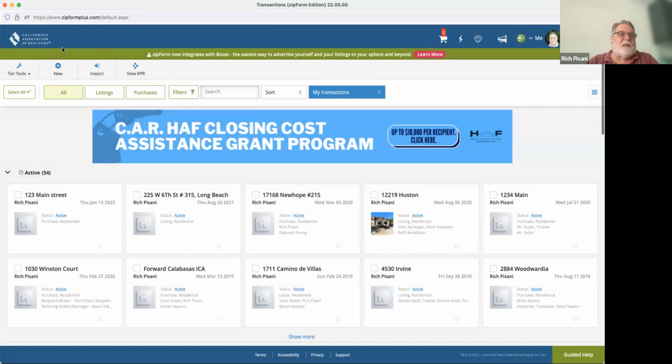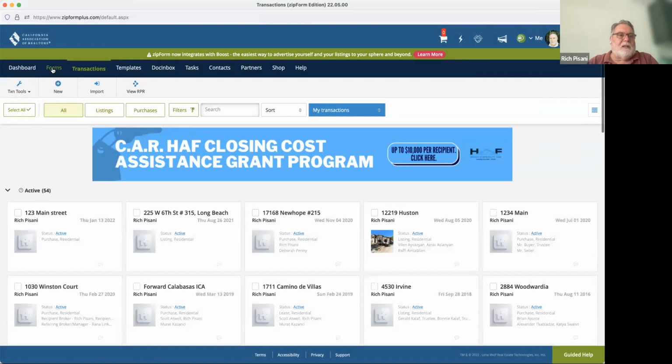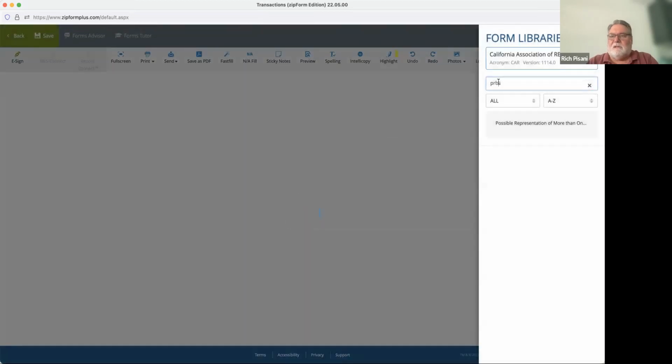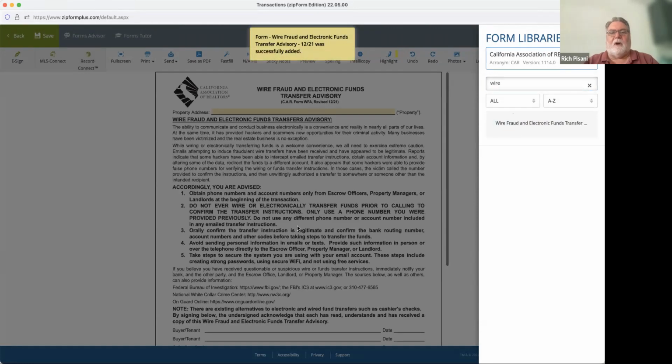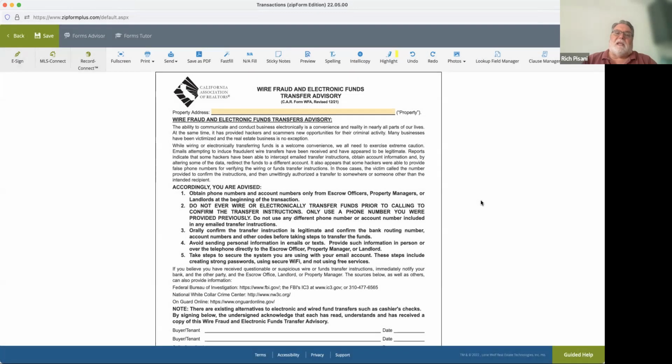The next one that you're going to see that is commonly attached is wire fraud. Once again, wire fraud, very important document, very important disclosure to disclose to both your buyer and to your seller. It doesn't only have to deal with buyers, it also deals with sellers.